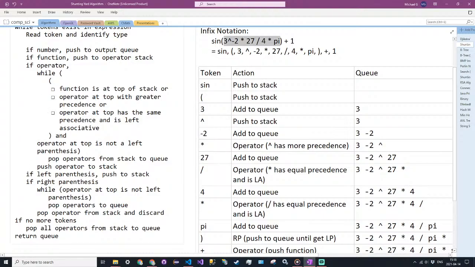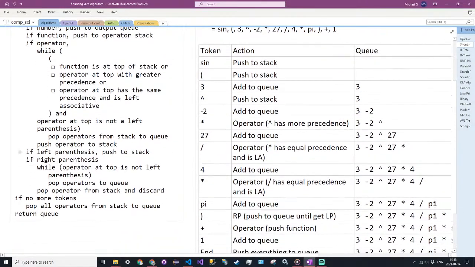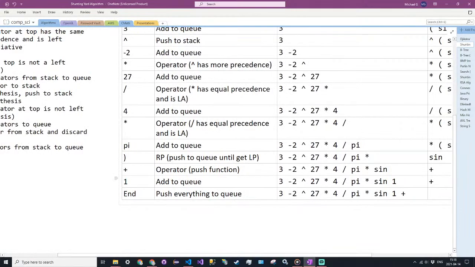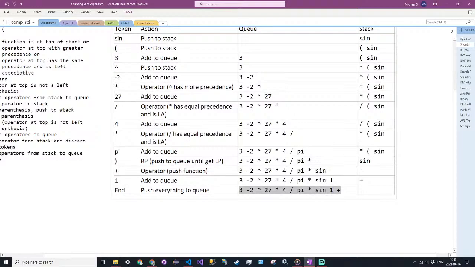All right, so those are all the possibilities, and then once we're done with the loop, we want to just pop all the operators from the stack to the queue, just to finish out all the stuff, and then we end up with the expression in reverse Polish notation or postfix notation. All right, so let's go through an example and we will see more in detail about how this works.